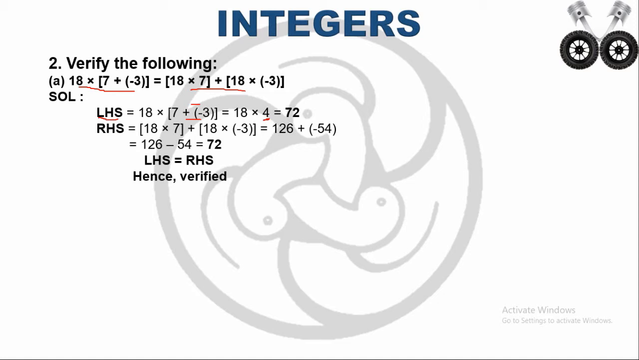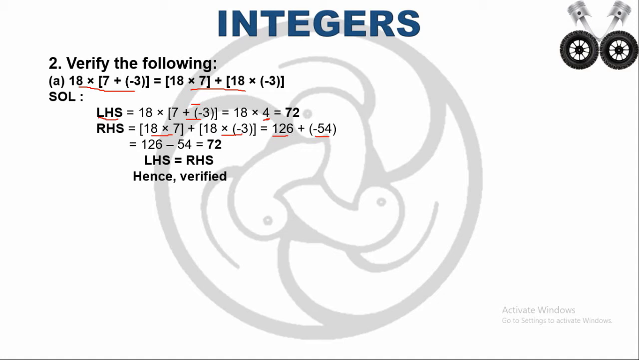So what is RHS? 18 into 7 plus 18 into minus 3. So very first I will multiply 18 into 7. These two integers are having the same sign, that is the positive sign. So I have to multiply 18 into 7. The answer is 126, plus 18 into minus 3. Here the two integers are having the different sign. That means I have to put the negative sign. Then 18 into 3, the answer is 54.